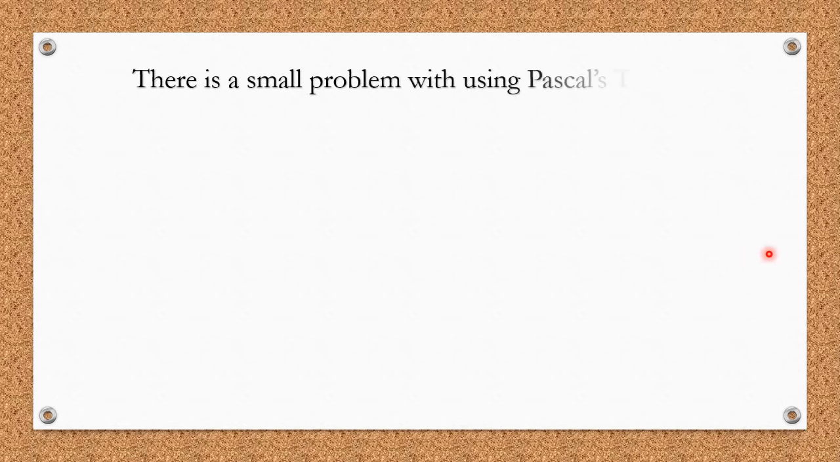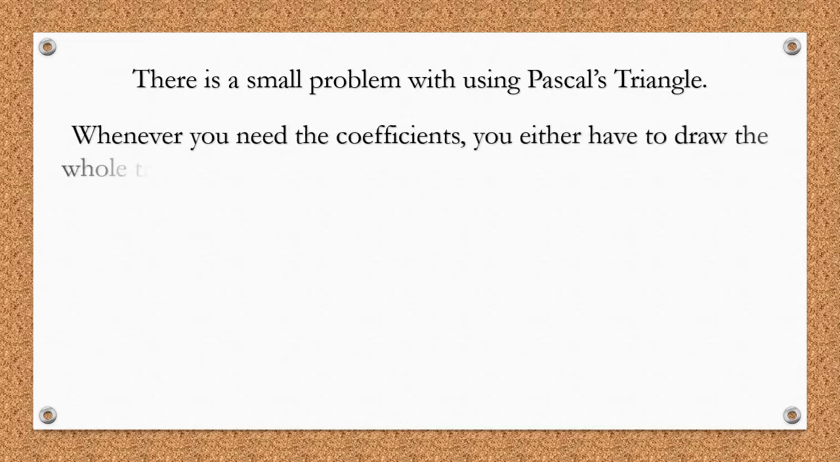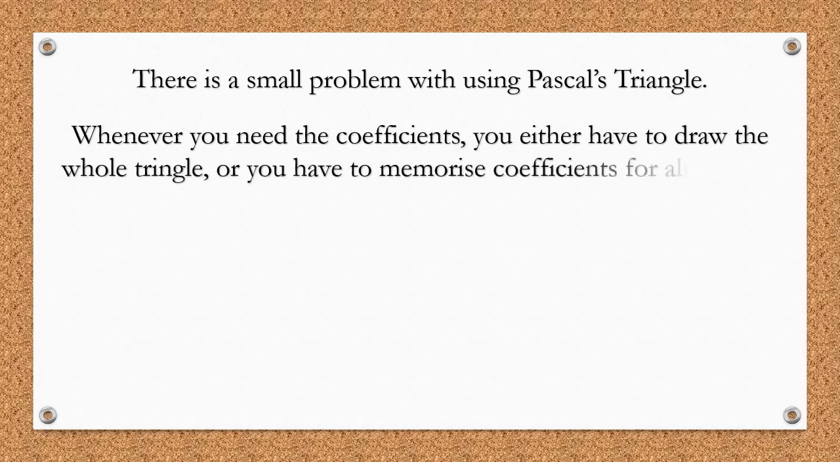Now there is a small problem with using Pascal's triangle. Although Pascal's triangle is considered the easiest method for the binomial expansion, whenever you need the coefficients, you have to draw the whole triangle. That means if you want the coefficients of the 7th level, you need the whole triangle, right?